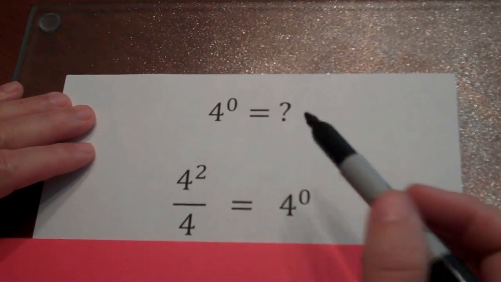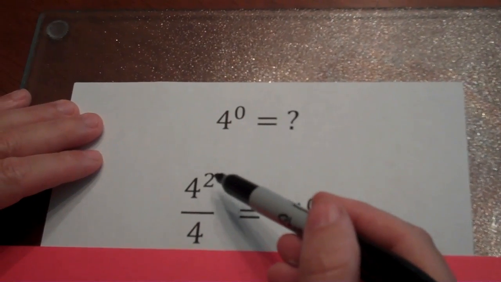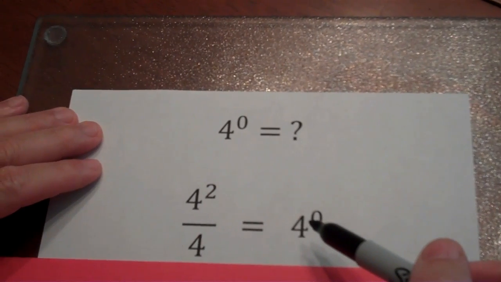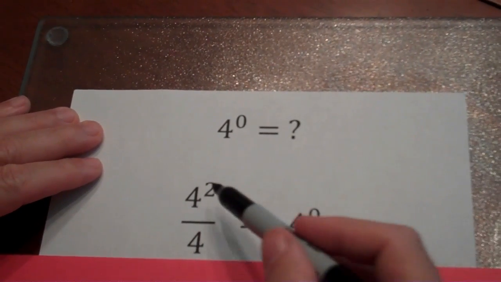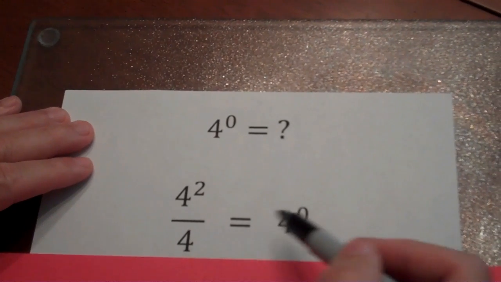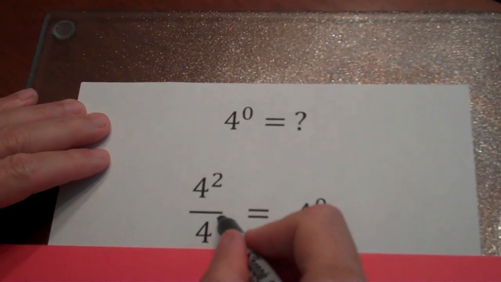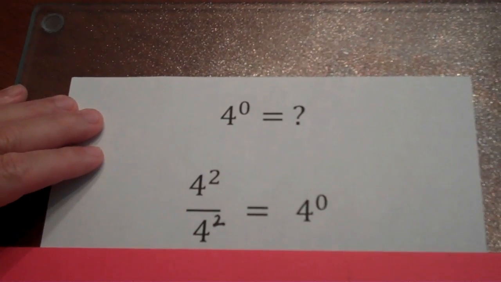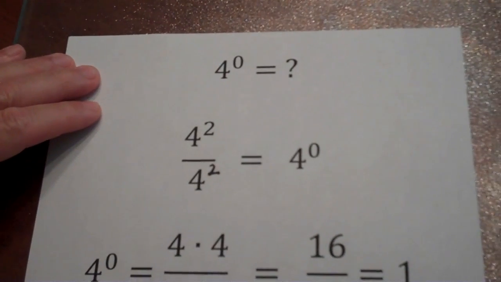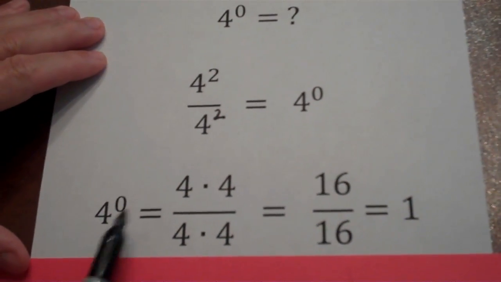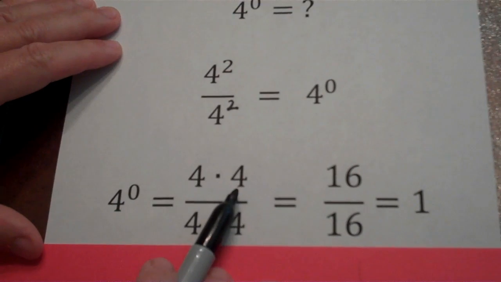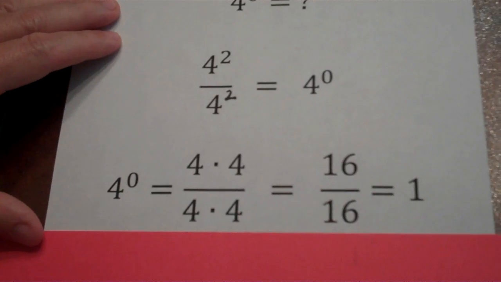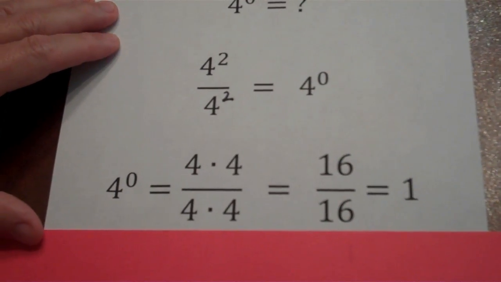Well, let's think about the fraction. 4 to the second power over 4 to what power would leave me with 4 to the 0 in the first place? Well, obviously, 2 minus what would leave you with nothing? And the answer is 2. So I'd literally have to have the same thing top and bottom in order for them to leave me with none. Specifically, 4 to the 0 would then equal 4 times 4 over 4 times 4, or 16 over 16. And of course, 16 divided by 16 is 1.